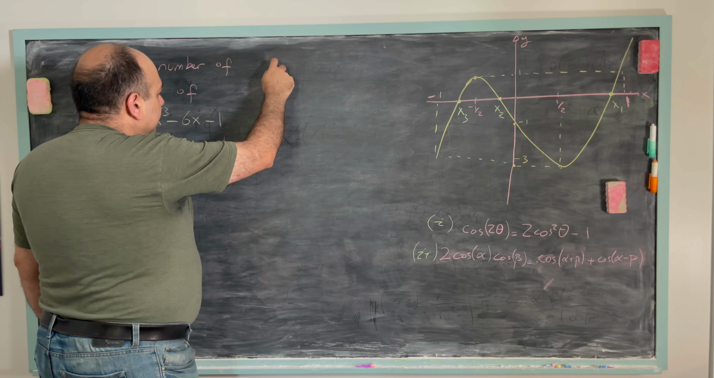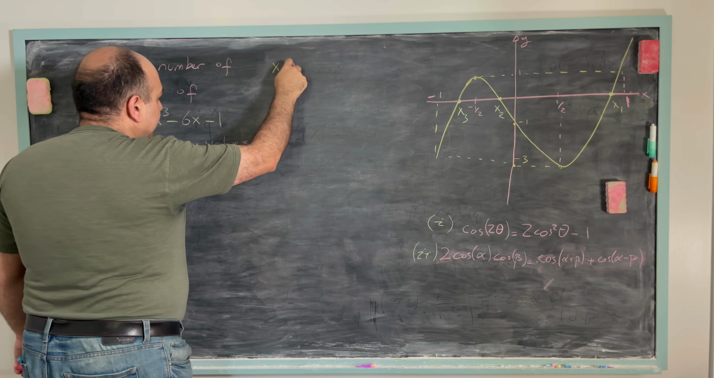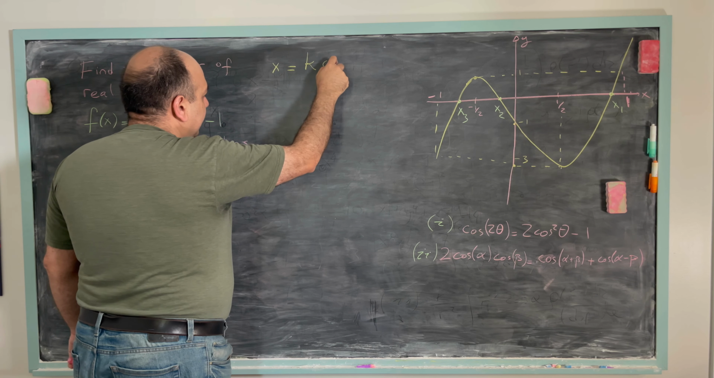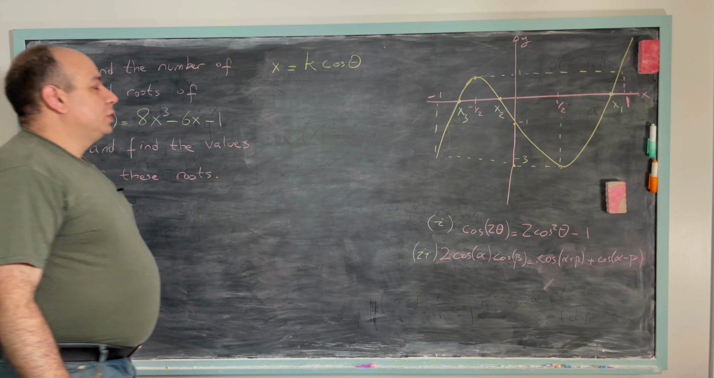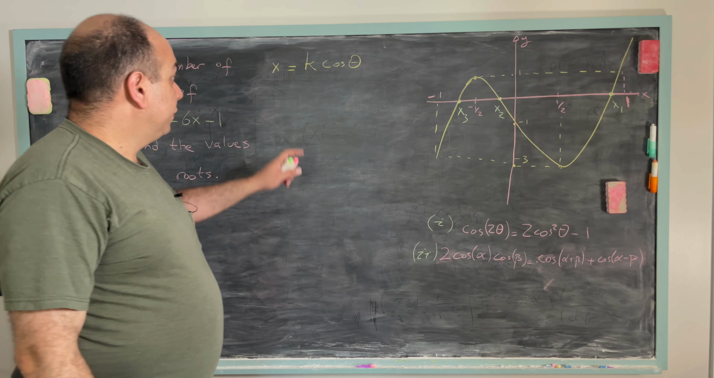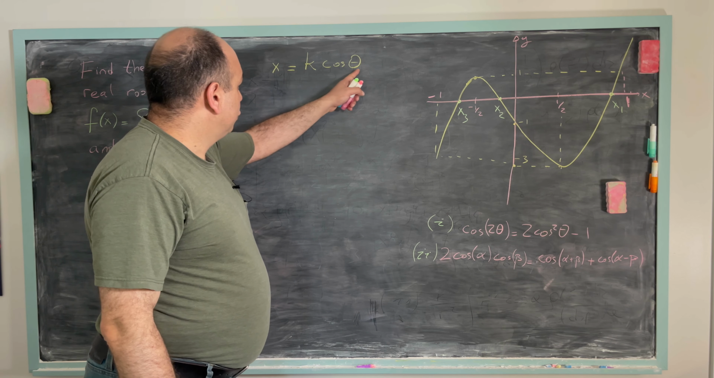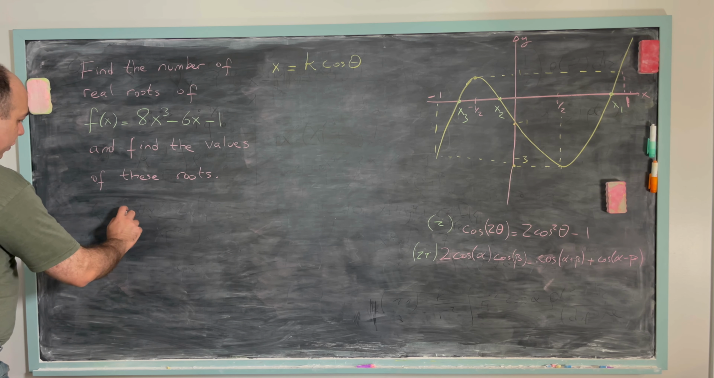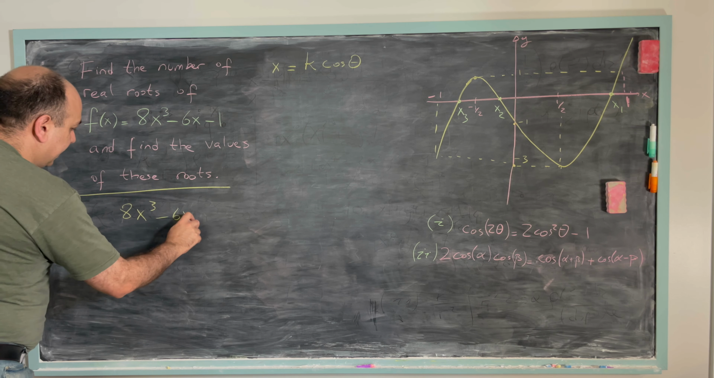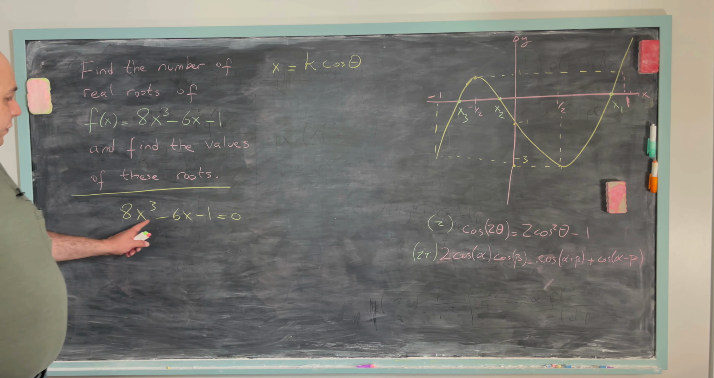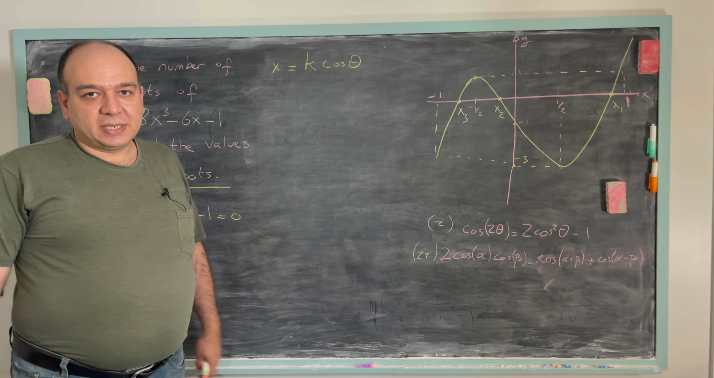What we basically do is we say x, so instead of x here, let's put x is equal to k cosine theta. So what did we do here? So instead of having just one variable, we have introduced two, right? K and theta. So in the end, the equation that we want to solve is 8x cubed, right? Minus 6x minus 1 is equal to 0. So what we would like to solve, and wherever we see x, we are just going to put this, k cosine theta.